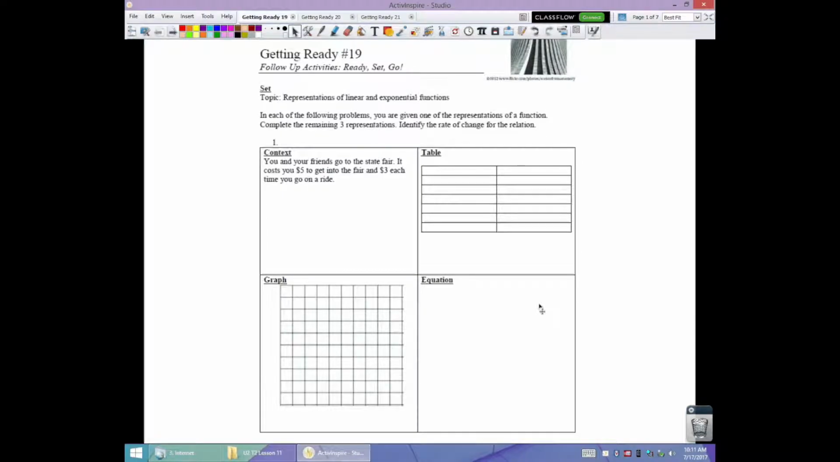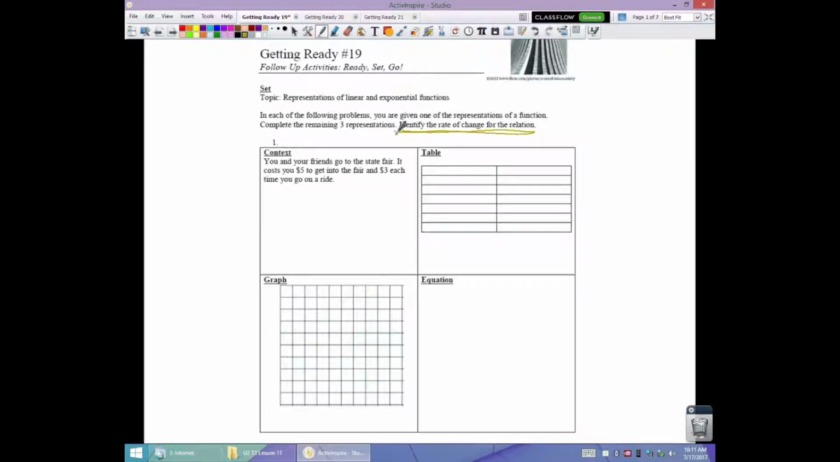All right, so we're going to look at some linear and exponential functions here. We're going to be given one representation, and then we're going to come up with three other ones, okay? And also, as part of the directions, it says here that we want to identify the rate of change.